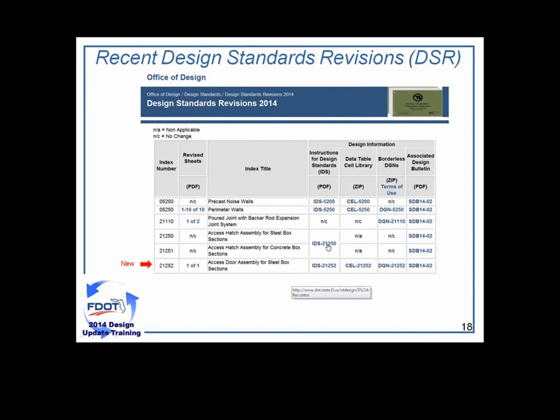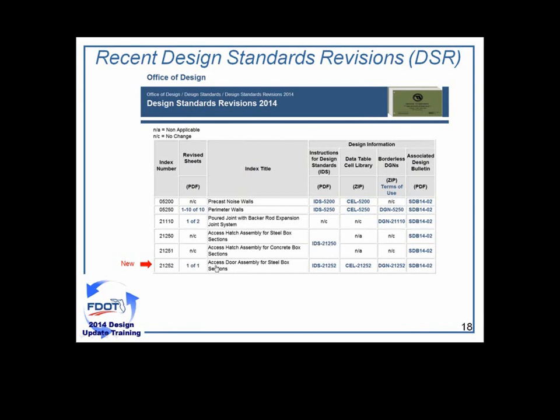Throughout history, these types of items were included in the cost of the steel boxes. For some reason, we felt it was necessary that we might want to track these items. However, we've realized that that's not the best way to handle it, so we're going to be including them back in the cost of the box sections themselves. We addressed this when we went into the new standard 21252.